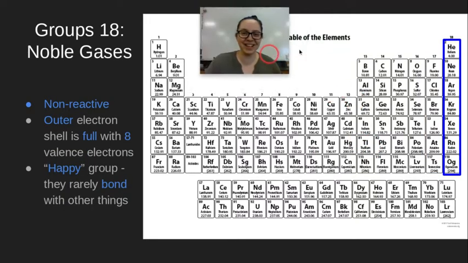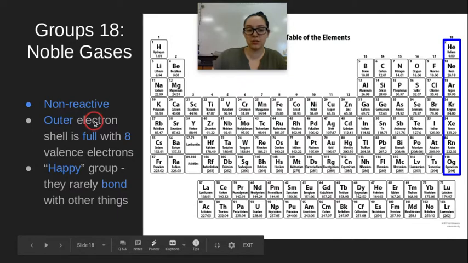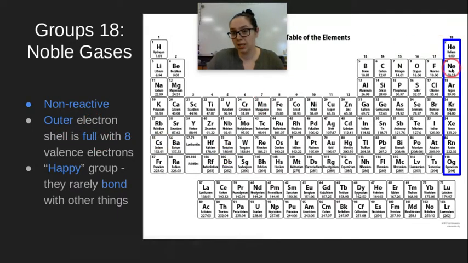Last one is group 18, and these are your noble gases. Noble gases are very non-reactive. They don't want anything to do with you. They do not care. They're like, sure, I'm just here, being me, being happy. Their outer electron shell is full with 8 valence electrons. So here in group 18, we have 8 valence electrons.